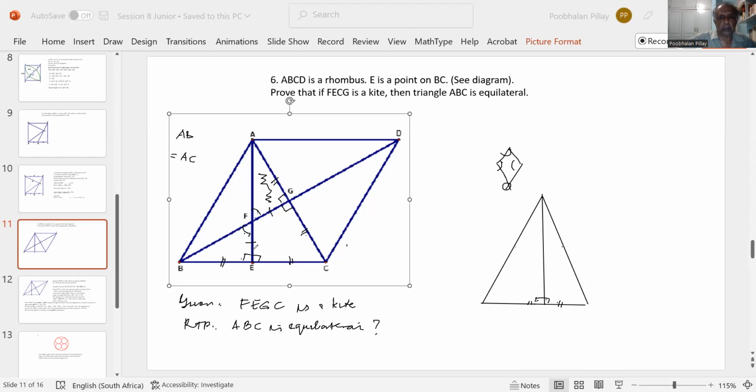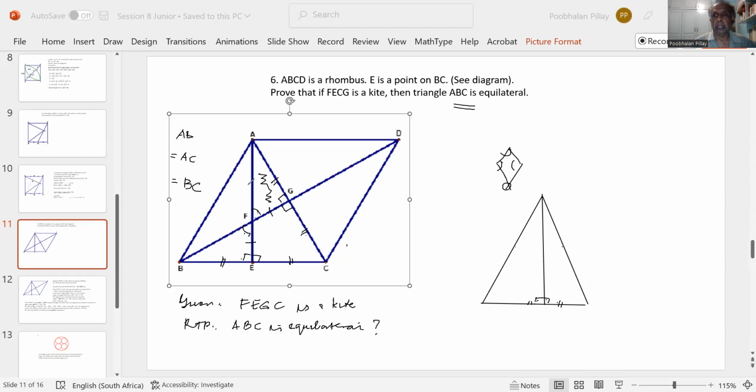Because you can compare these two triangles, you'll see that they are congruent. But then AB is also equal to BC, because this is a rhombus. Two sides of a rhombus are equal. So in this triangle here, all three sides are equal, and that exactly says that the triangle is equilateral. See, so starting from the fact that this is a kite, you can proceed in a systematic manner to prove that the original triangle is equilateral.